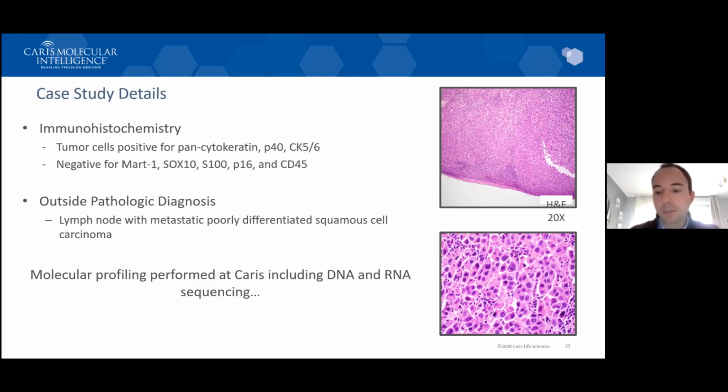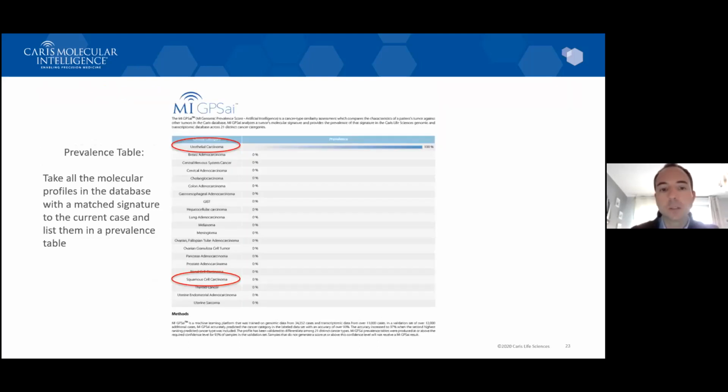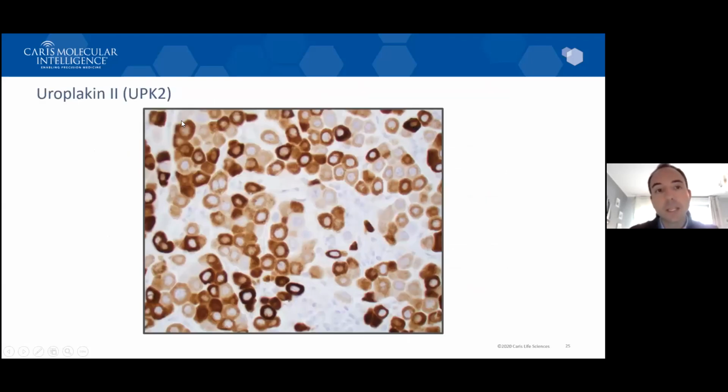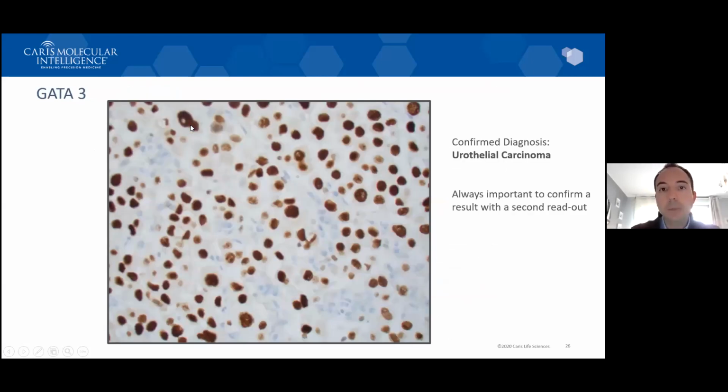So we did our MyGPS on it and found that it's not squamous cell carcinoma, it is urothelial carcinoma with a prevalence of even 100%. Just to look at the expression of a few markers: UPK2 expression, GATA3 expression, UPK3B expression. Here you see the expression of the sample in red, and here the different medians. So you see it fits quite well to urothelial carcinoma. Then you can go back and do IHCs with the markers I just showed, and they were positive. So it was a confirmed diagnosis.